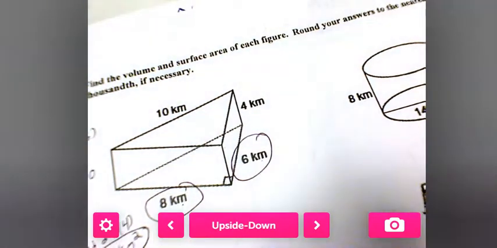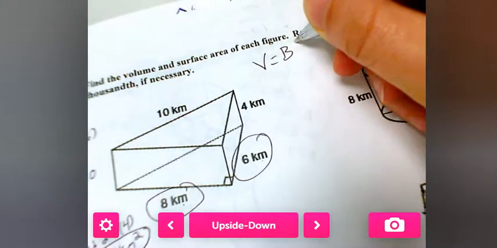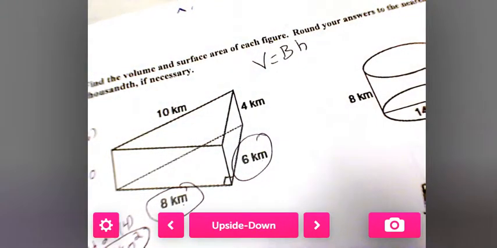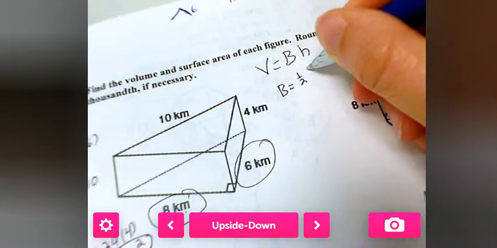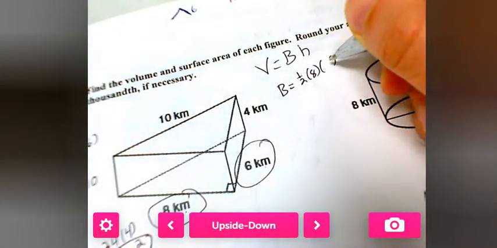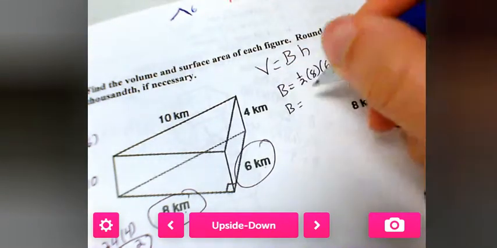Okay? Volume for any prism is volume equals area of the base times the height. So the area of the base, we would do again 1/2 times 8 times 6, right? Because a triangle is 1/2 length times width. So the area of my base is 24.